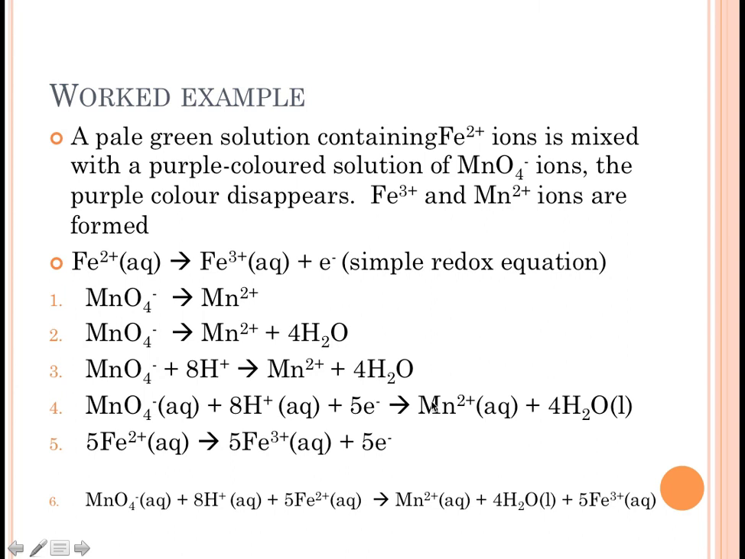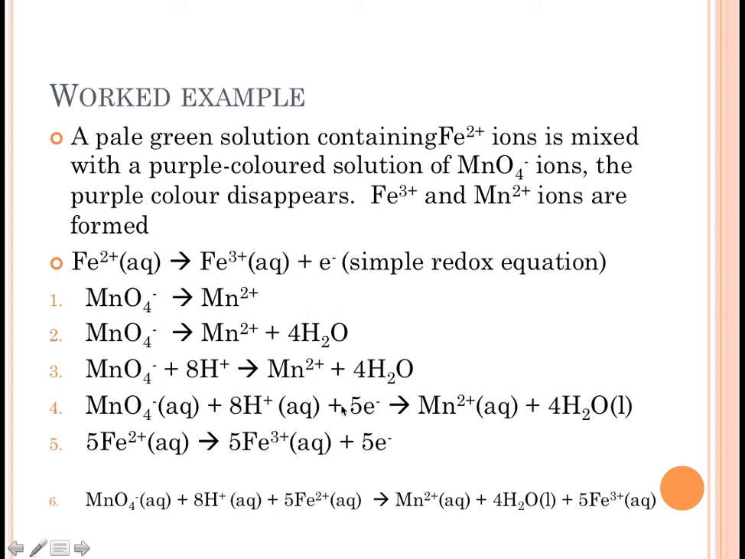Now I've got to balance the charge. So the current charge on this side is 7+. Current charge on this side is 2+. Difference between 7 and 2 is 5, so I need 5 electrons, and they go on the most positive side. So they go on this side over here. The most positive side is almost always where you just put your hydrogen ions. And then I add my states.